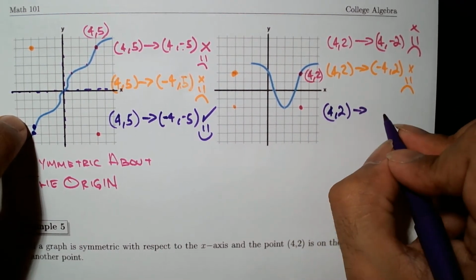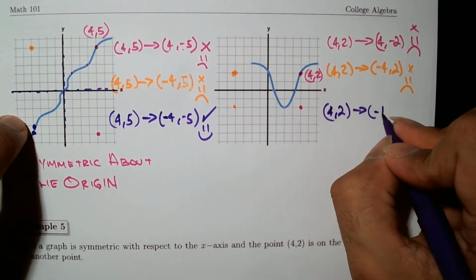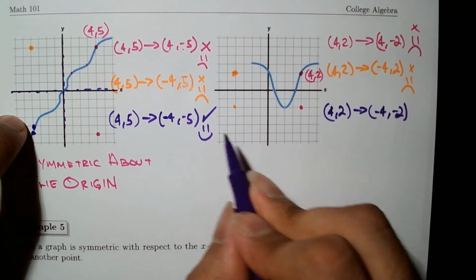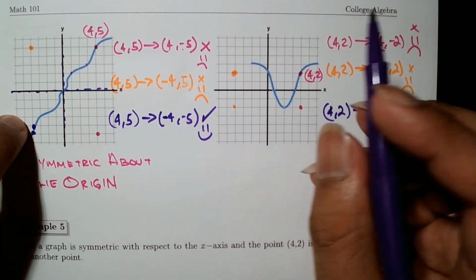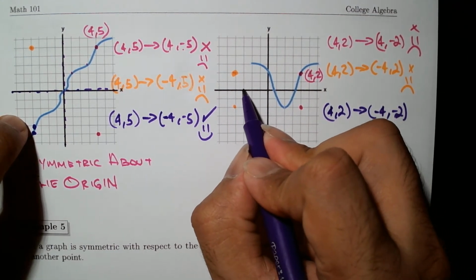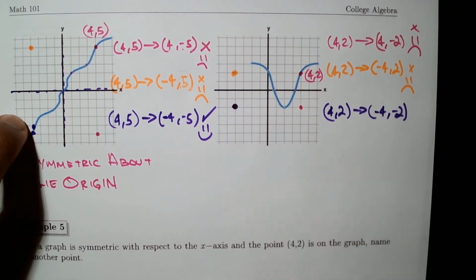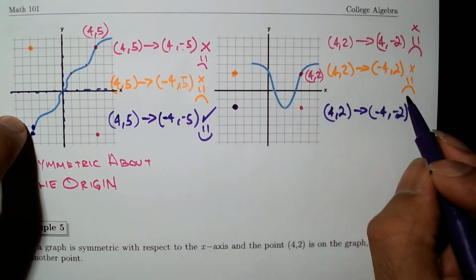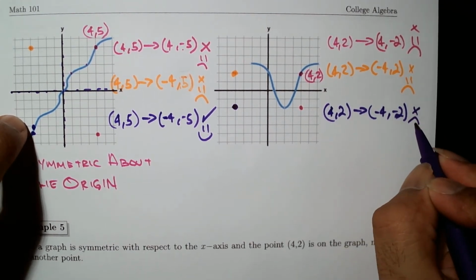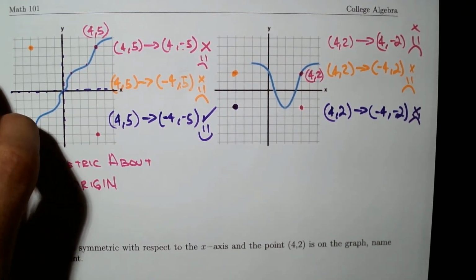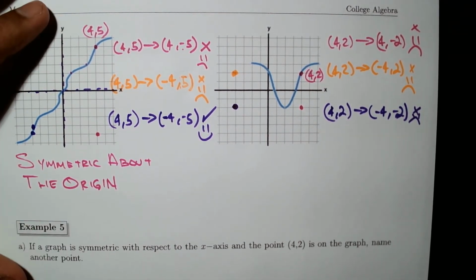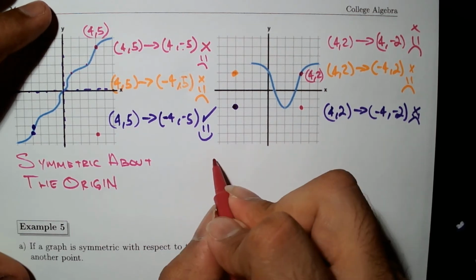And then for the origin, change the sign of both. Negative 4, negative 2, and let's find out whether the point exists. Negative 4, and then negative 2 is the point that I already did, and it's not in the graph, so there's no symmetry.